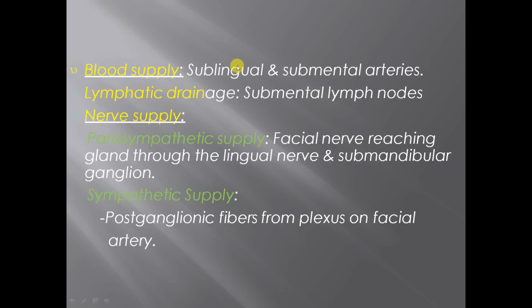So the blood supply: it is supplied by the sublingual and the submental arteries, the lymphatic drainage is through the submental lymph nodes, and for the nerve supply, the parasympathetic supply is through the facial nerve, which reaches the gland through the lingual nerve and the submandibular ganglion, while the sympathetic supply is through the postganglionic fibers from the plexus on the facial artery.